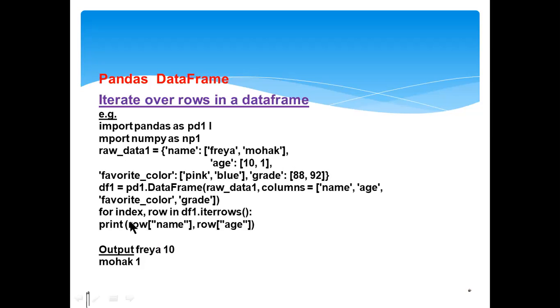Now, how to use a for loop in a data frame? For index, what is index? Any name you can write here. For index, row in, this row is another variable, in data frame 1 dot, you have to write an integer. Here print row in square brackets name, comma, row, comma, age.